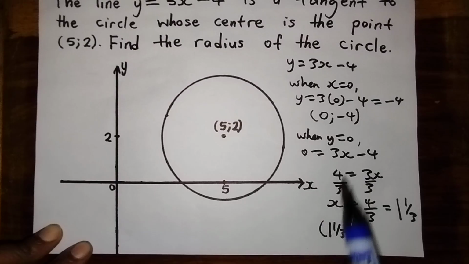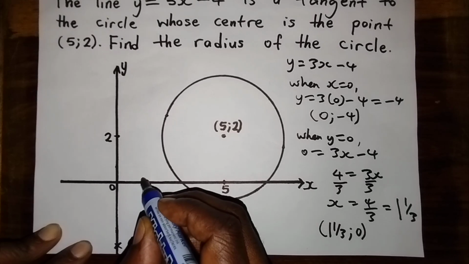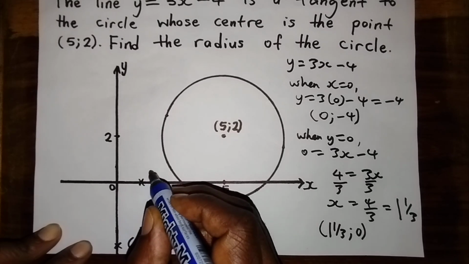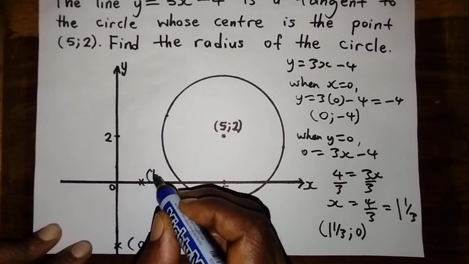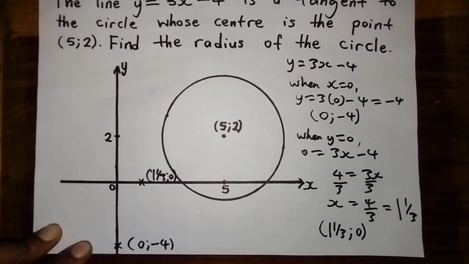Okay, so the point (0; 4) is somewhere here. That's (0; -4), rather, not 4. Okay, and the point (1 whole and a third; 0) is approximately somewhere here. Okay, so those are our 2 points through which the line passes.